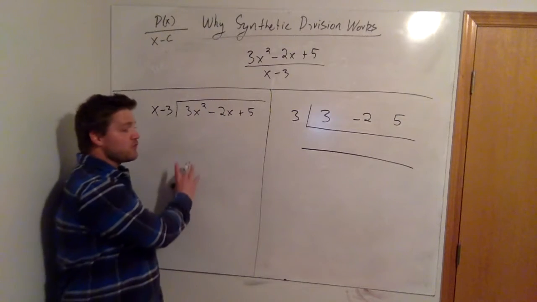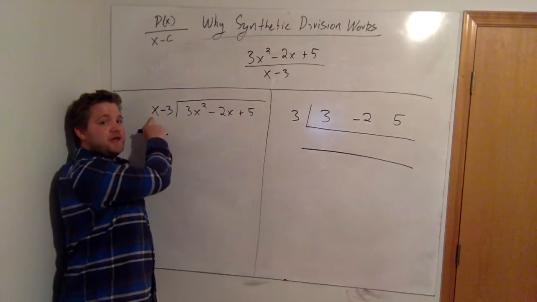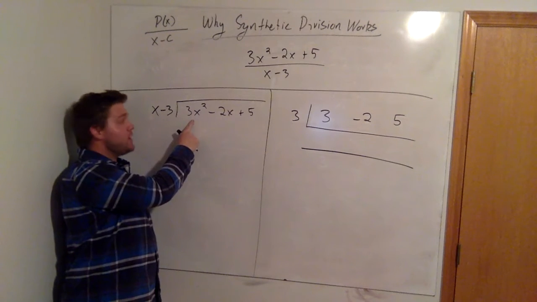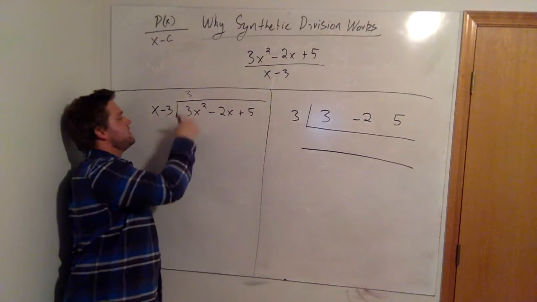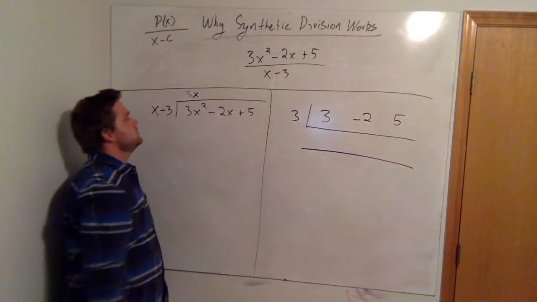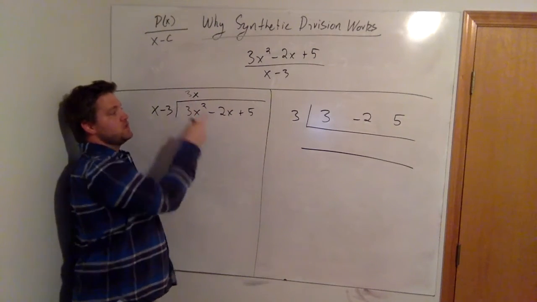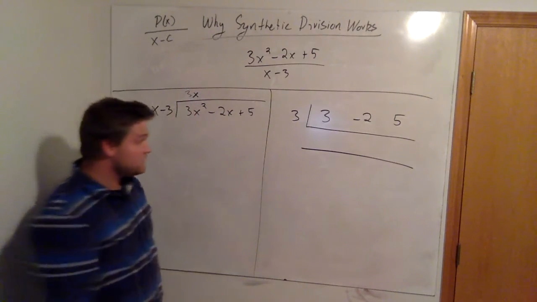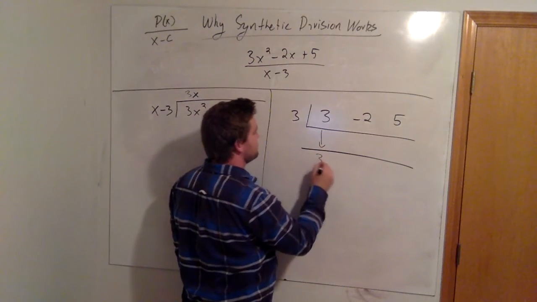So the first step over here, we would ask ourselves the question, what would I need to multiply x by to get a 3x squared? Well, I'd be missing a 3, and I would be missing an extra x. So this would be the very first term in our quotient. Well, what do we do over here in synthetic division? We just take this number right here, and we automatically drop it down.